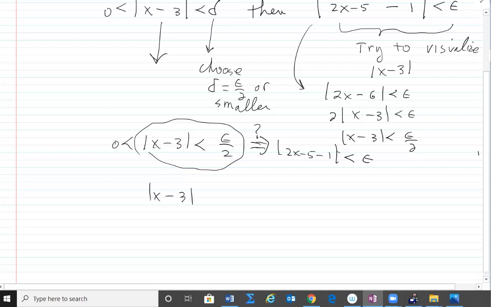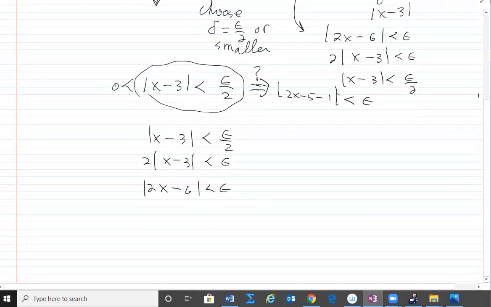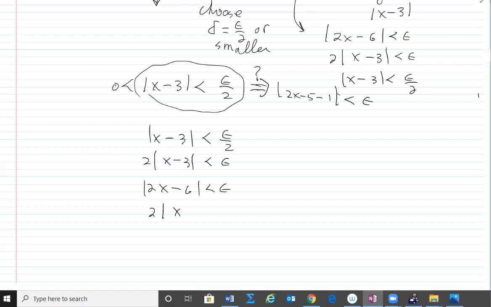And notice this will become a 2. You see, the same way I got here, I'm going backwards. 2x minus 6. And pull out that 2. Oh, I'm sorry, I'm going backwards. I'm going to pull out the 2. I've got what I need here. Okay, so I have a 2x. I want to write this as minus 5 minus 1.